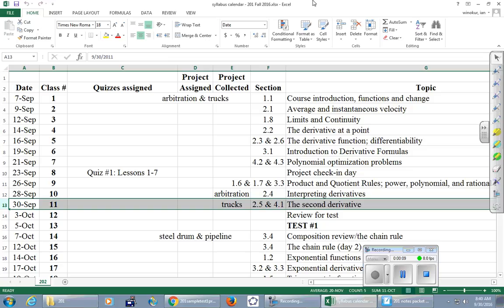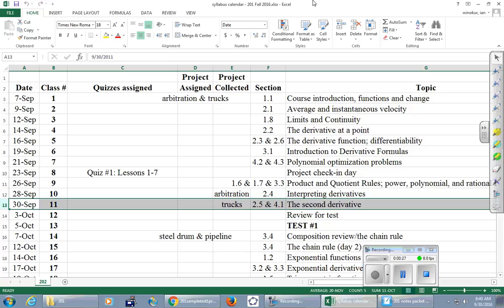Today is the day that trucks are due. So if you have trucks finished, throw it right in the folder right now for me. And again, I'll take the projects late, but there are penalties associated with it. So throw it in the folder right now. Now is the time when it is on time.